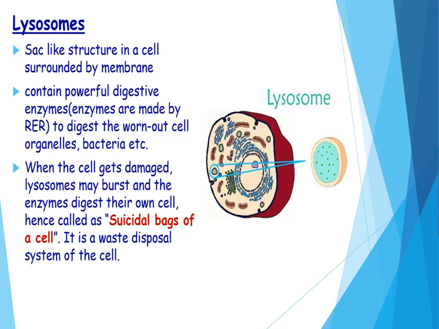Next, lysosomes. They are sac-like structures present in the cell surrounded by membrane. So again, present in the eukaryotic cells. These lysosomes, they contain digestive enzymes. So they digest worn out part of cell and cell organelles.